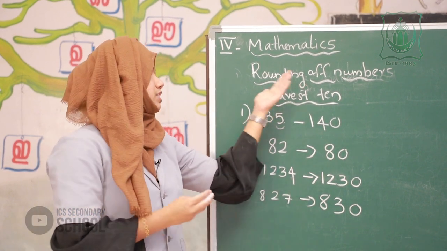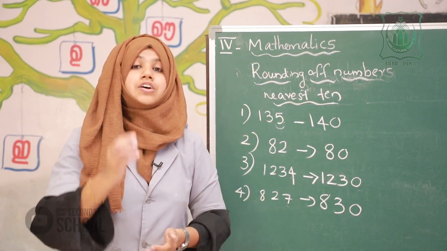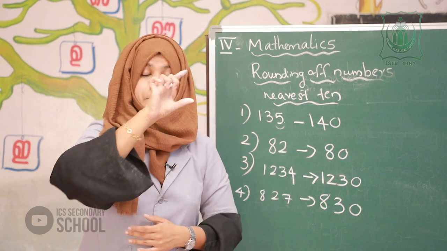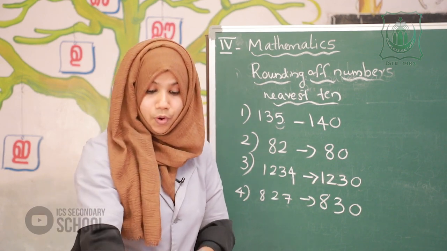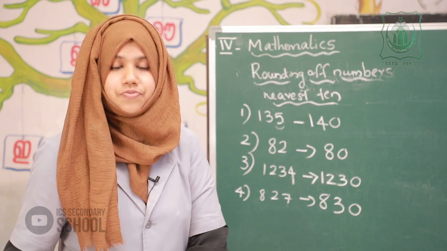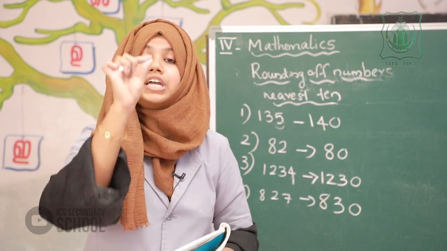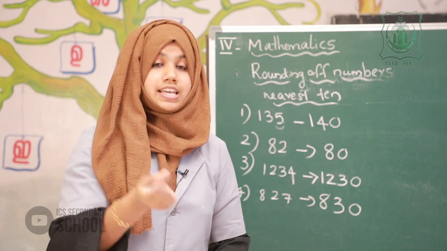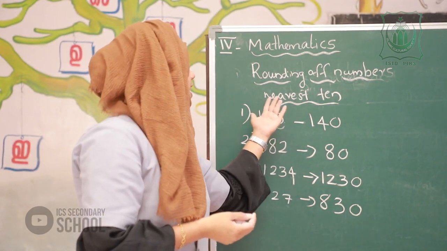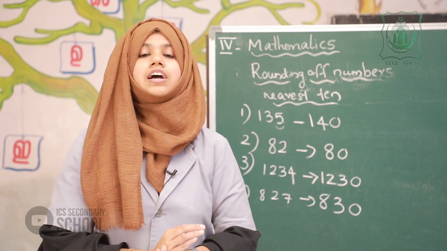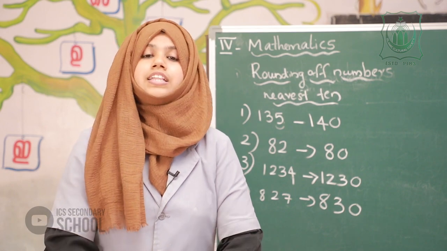So this is about the nearest 10. First you should read the points on page number 65. Read carefully about rounding numbers to the nearest 10, and exercise the problems and the numbers given in today's class. Okay. Thank you so much.